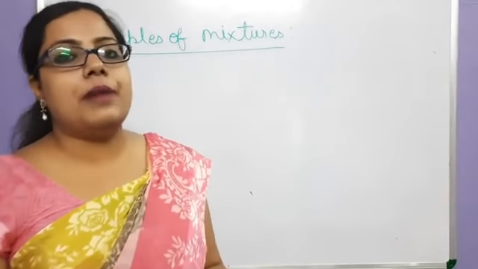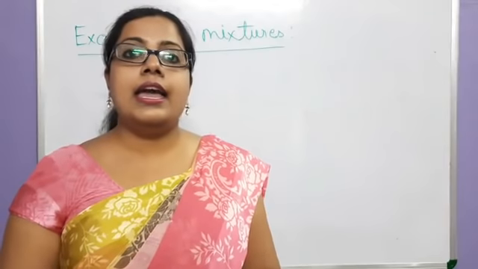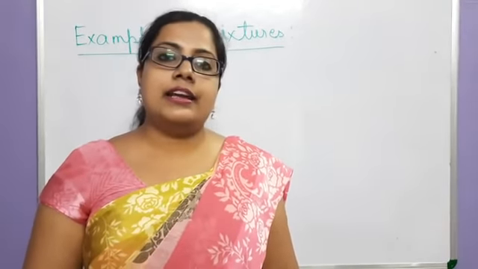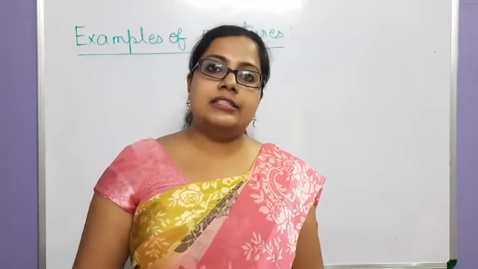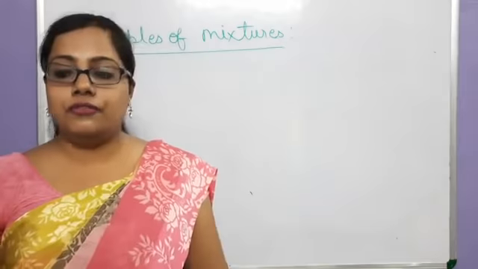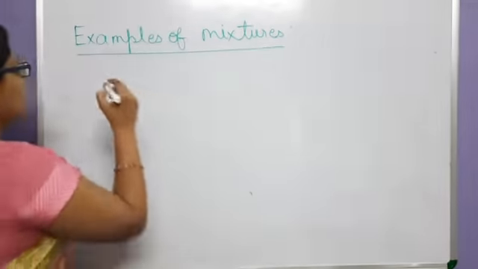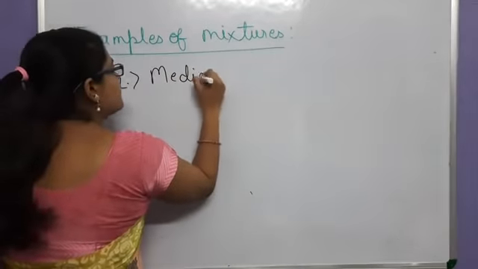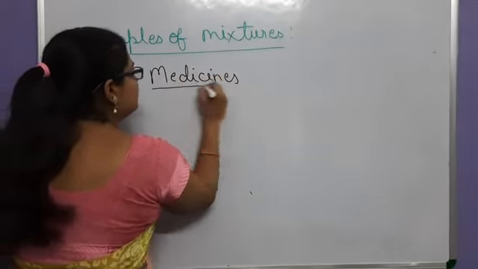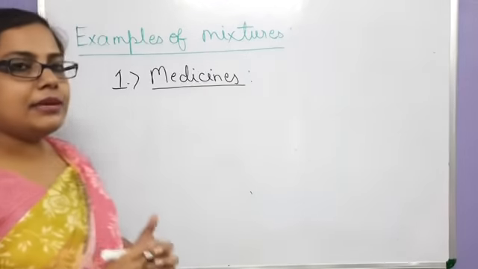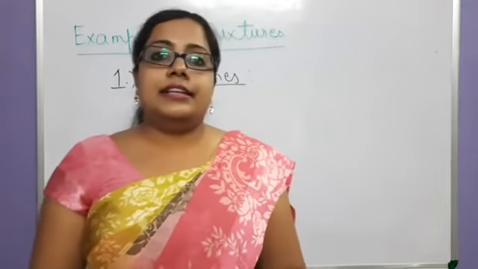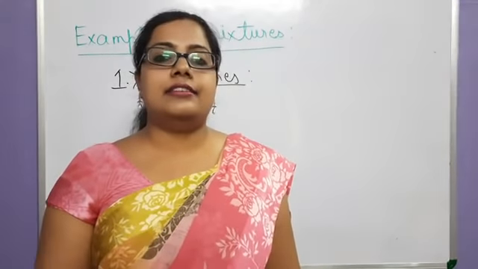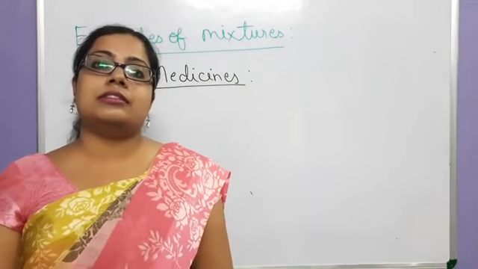Now there are various types of man-made mixtures also. Okay, and these mixtures are very much of use. Man has made various types of mixtures and these types of mixtures are very much of use. So let's talk about first, medicines. Now in medicines, active ingredients are there. Okay, in medicines some amount of active ingredient is mixed with some other substances.